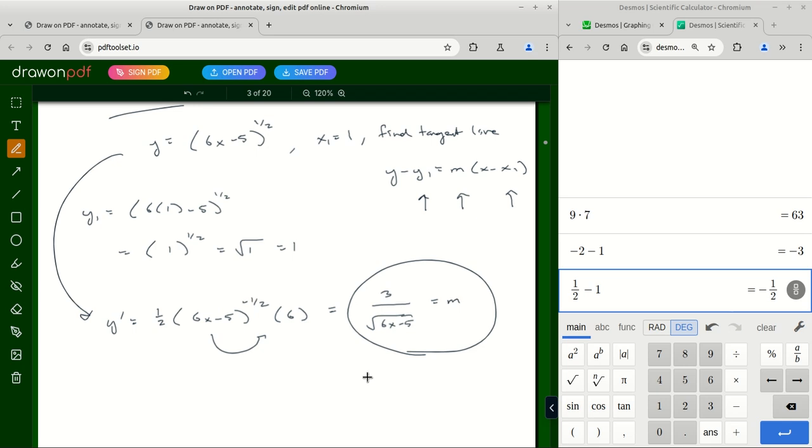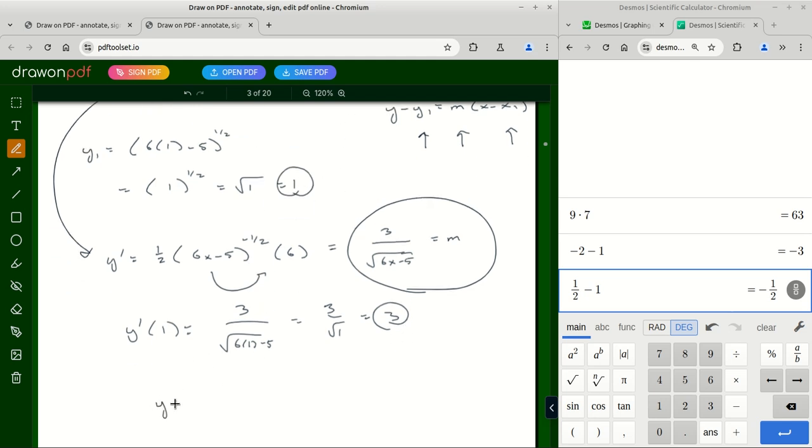You don't have to do all that, because ultimately we're just plugging in the 1 to find my actual slope. So you have 6 times 1 minus 5, which turns out to be a 1. Square root of 1 is a 1, so you got a 3. So there's your slope. We got these 3 numbers that are important to us: 1, 1, and 3.